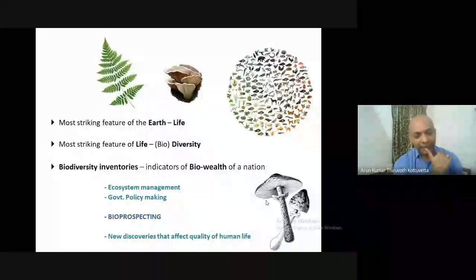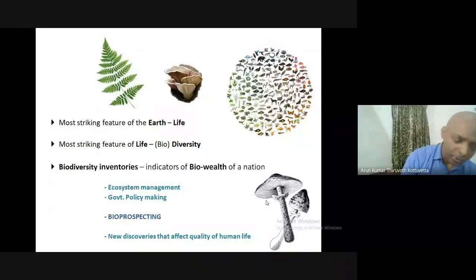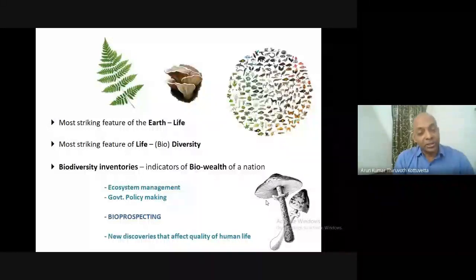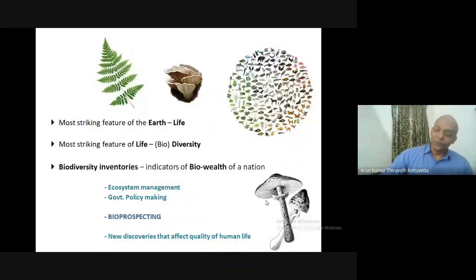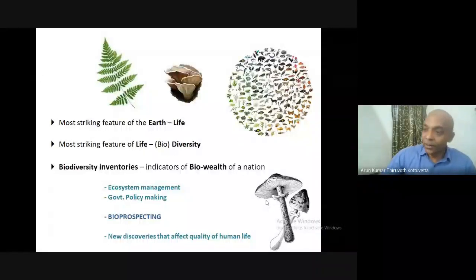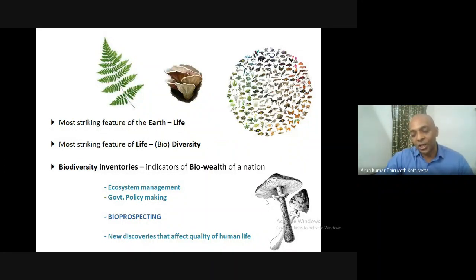We know that preparing biodiversity inventories is of extreme importance because those are actually the indicators of our biowealth. Why are these biodiversity inventories important? It is very important for ecosystem management and also for government policy decisions. Government policy decisions are very much influenced by the biodiversity inventories that are available. Environmental issues can be responsibly tackled if we have a good biodiversity inventory for each state in India. The knowledge of the diversity is very important for bioprospecting as well. As we know, we are all into bioprospecting nowadays. In order to prospect our biowealth, we have to have a very good inventory. We have to document our resources very clearly. These discoveries and documentations can affect the quality of human life.